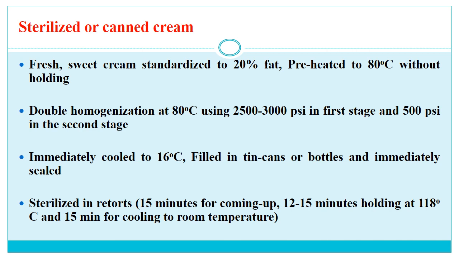Then this is sterilized in retorts. So after filling, the can will go to the retorts, that is the canning or sterilization process, in which first 15 minutes for coming up, then 12 to 15 minutes for holding at 118 degrees Celsius, and 15 minutes for cooling to room temperature. This is the processing schedule in the retort. So this is briefly the making of canned cream.